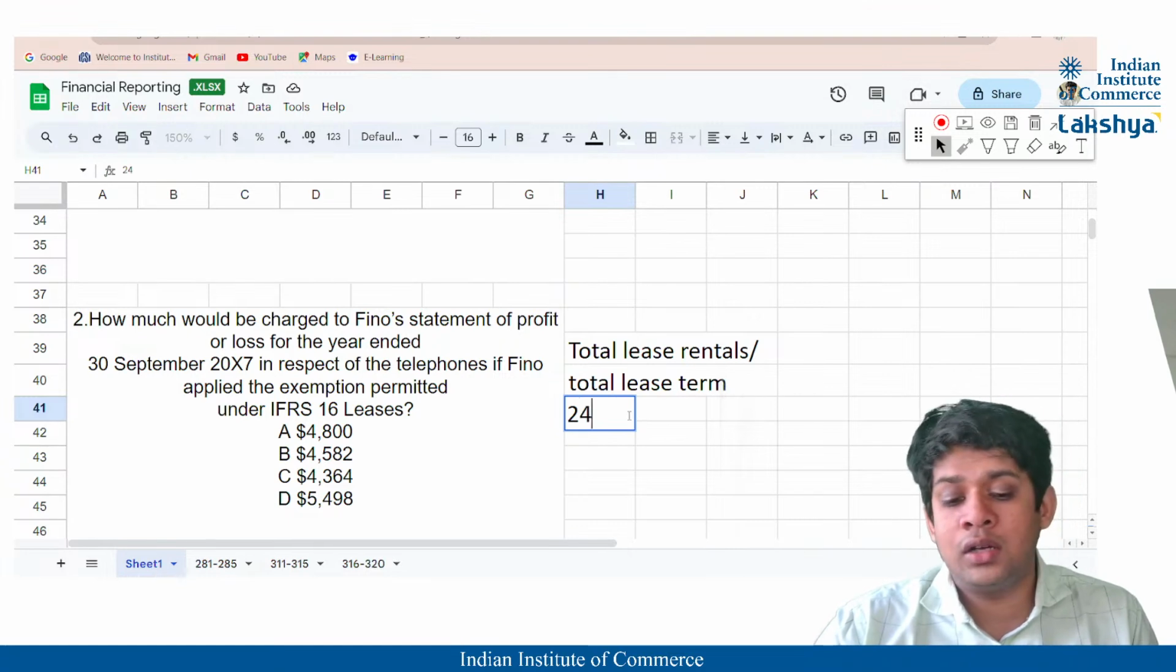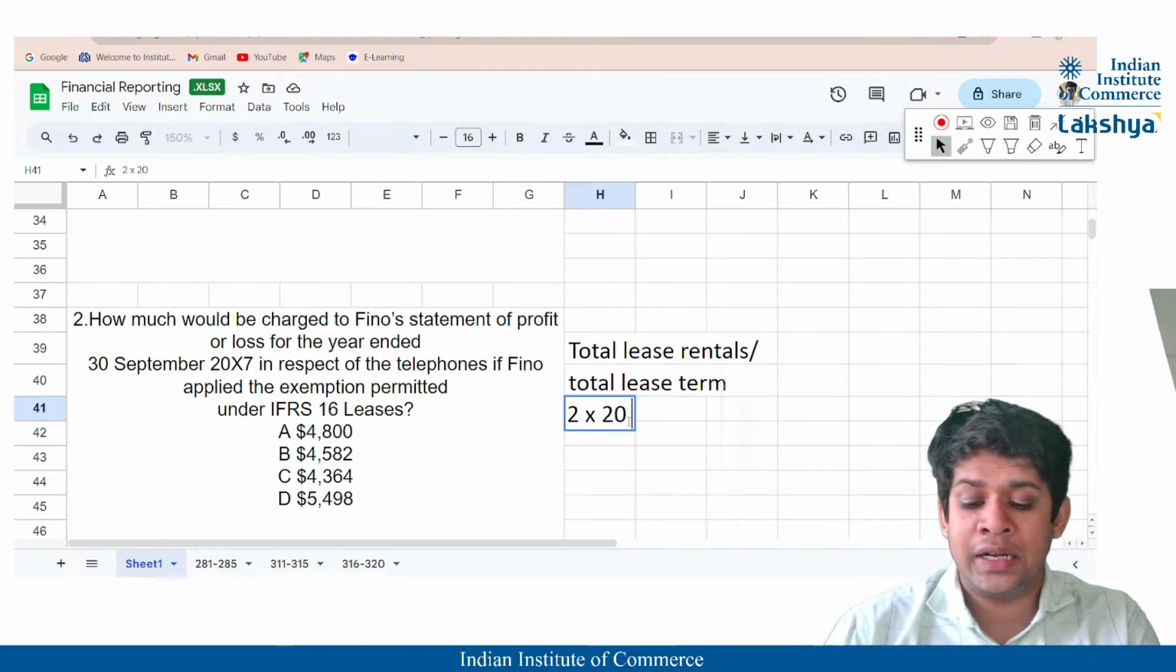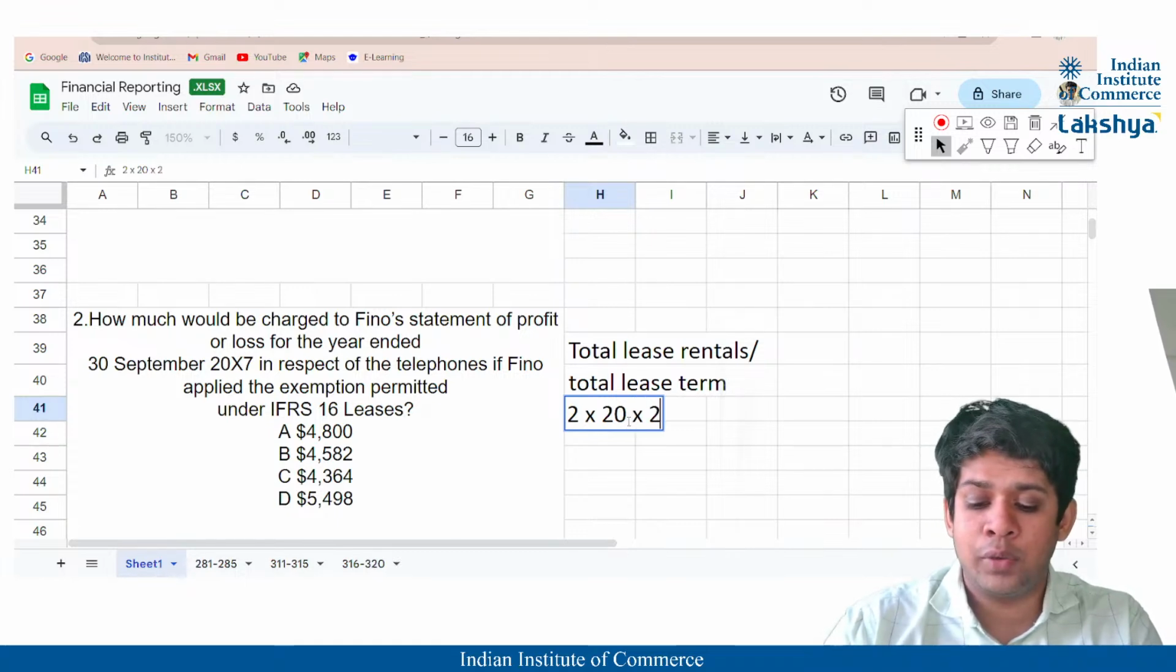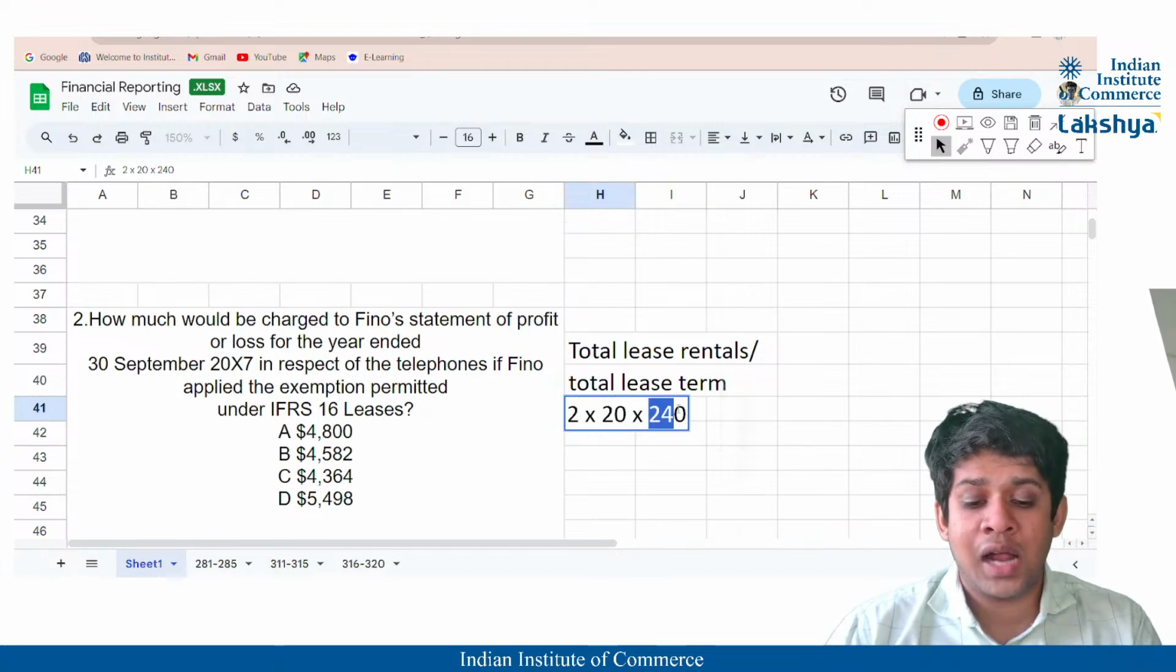We have actually been given 2 years, right? 24 months. We have taken 20 telephones on lease for 2 years. So 2 years into 20 telephones, and per annum per telephone, we are paying 240. Correct? So 240 per annum per telephone. There are in total 20 telephones and we are multiplying by 2 because this is per annum and our lease term is 2 years.